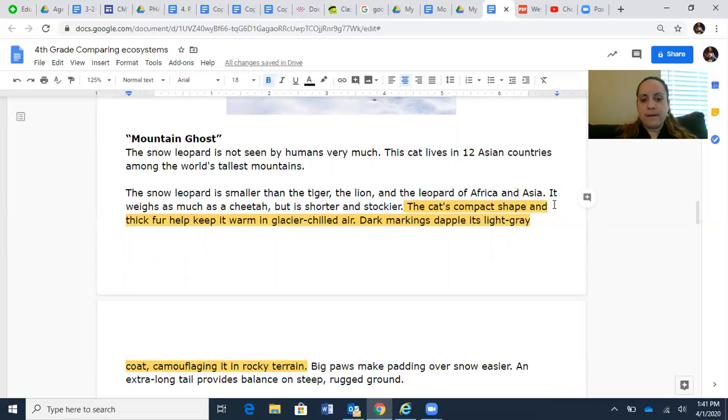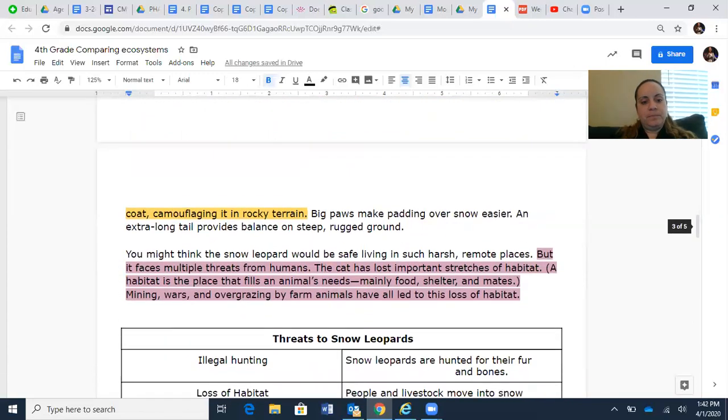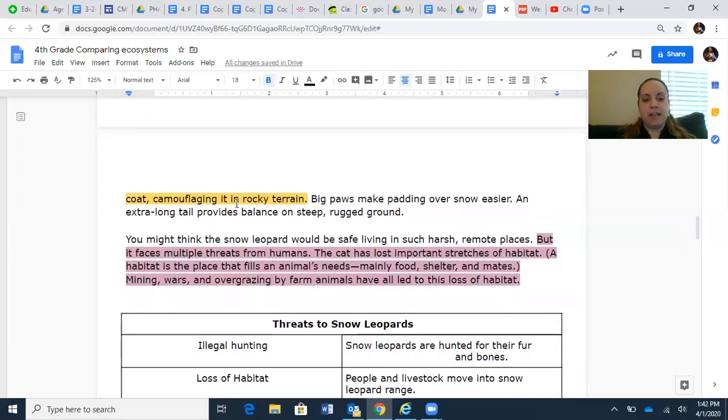That's really cold air. Dark markings dabble its light gray coat and camouflage it in the rocky terrain. It's like the mountains. Big paws make paddling over snow easier. An extra long tail provides balance on steep, rugged ground. That's why its tail is so long. It helps them to balance.